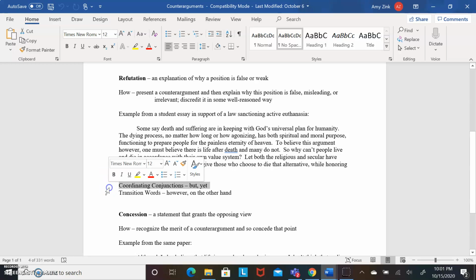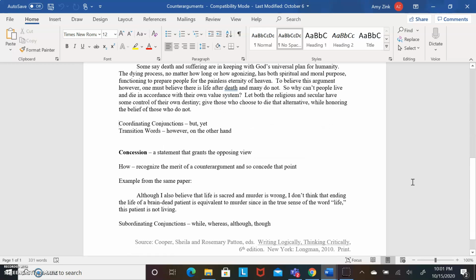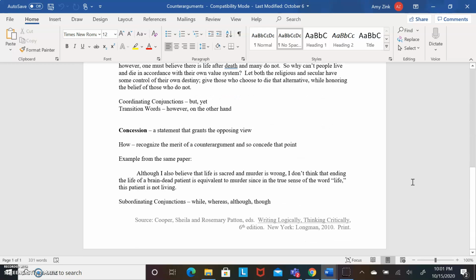And they mention here at the bottom some other contrast words you can use to make that transition from here's what they say, and then here's why I'm going to tell you it's weak or false. The other way we can respond, and a lot of times people get really scared to do this because they think they're hurting their own argument, is a concession paragraph.